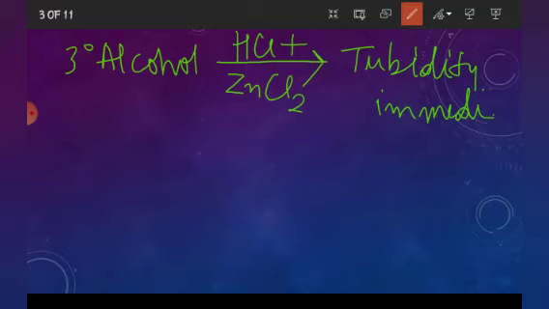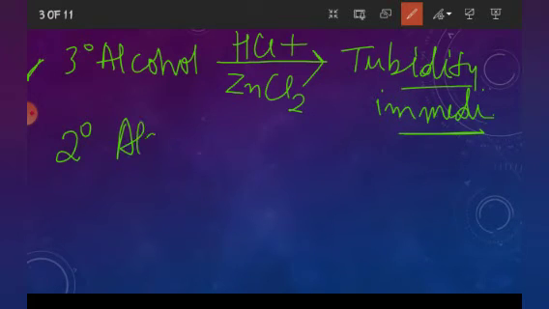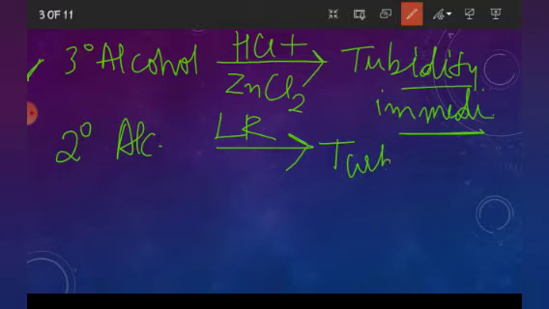First you see what are the three things that you will observe. For 3-degree alcohol, if I put Lucas reagent, then turbidity will appear immediately. And for 2-degree alcohol, what will happen? Here if I write Lucas reagent, turbidity will appear after 5 minutes.